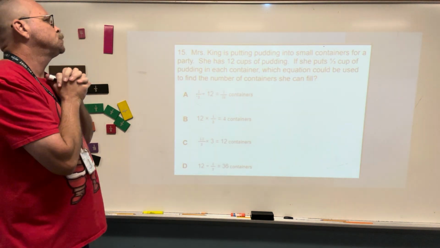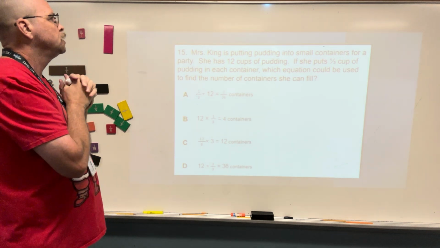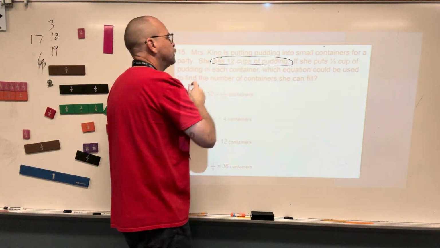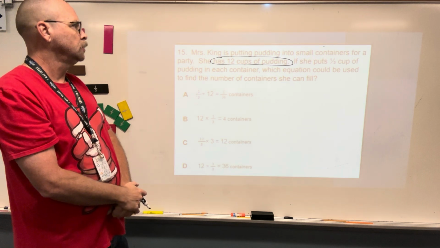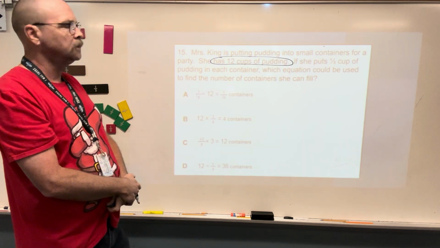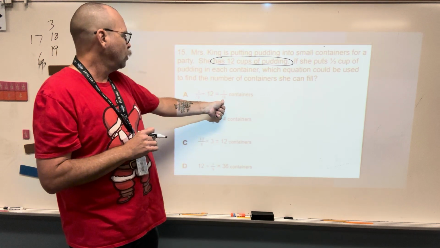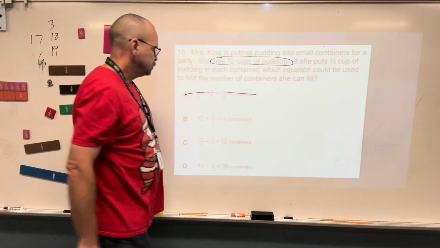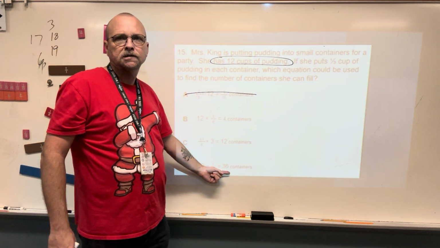All right, Mrs. King is putting pudding into small containers for a party. She has 12 cups of pudding. She puts 1/3 of a cup of pudding in each container. Which equation could be used to find the number of containers she can fill? So now we're filling up containers. We're not going to fill up 1/36 of a container. That doesn't make any sense whatsoever. So now we have to think, are we filling 4 containers, 12 containers, or 36 containers?